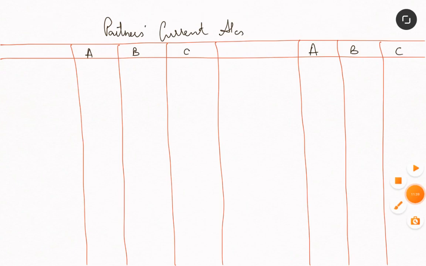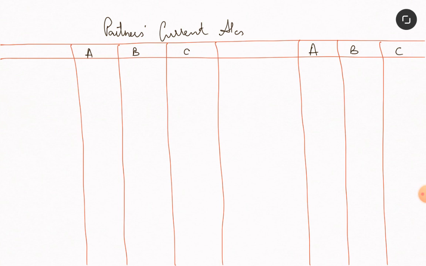Next, they've asked us also to prepare the partners' current accounts. So let's start with the preparation of the partners' current account. We've prepared the particulars, and then your partners A, B, and C in the debit and credit columns. In case of the partners' current account, because this is not the partners' capital account, if it was the capital account we would start with the opening balance, and after that we would have a closing balance.